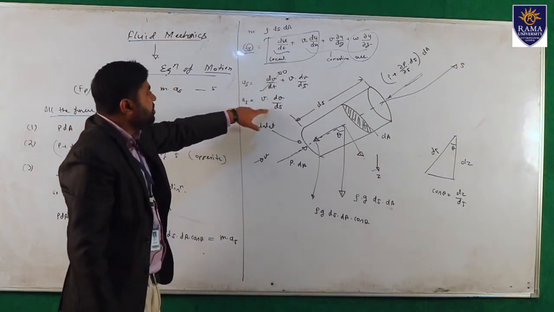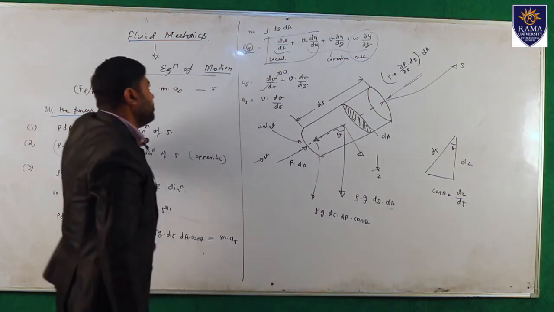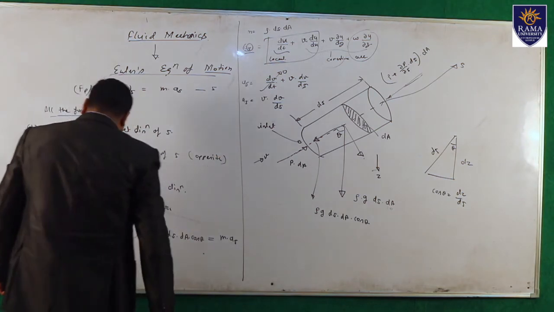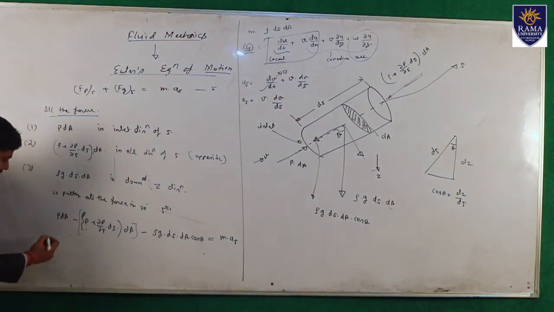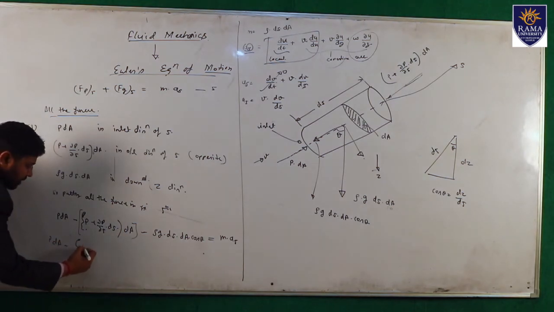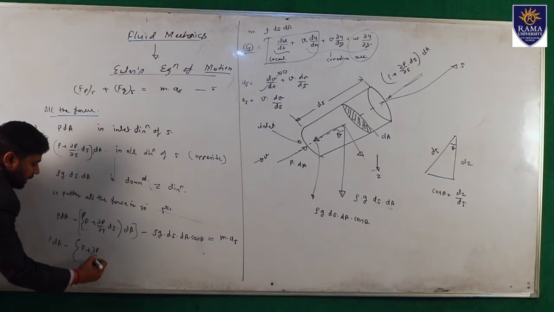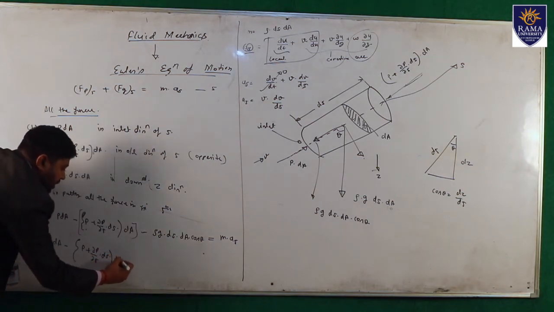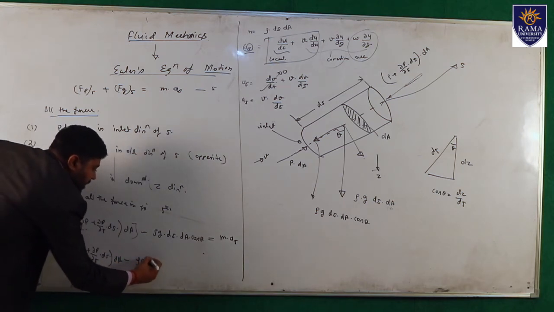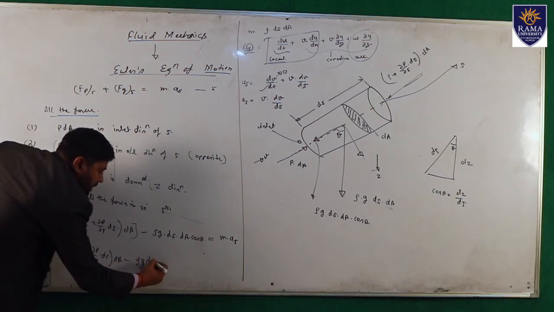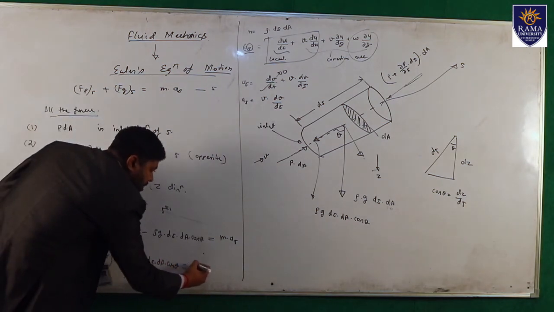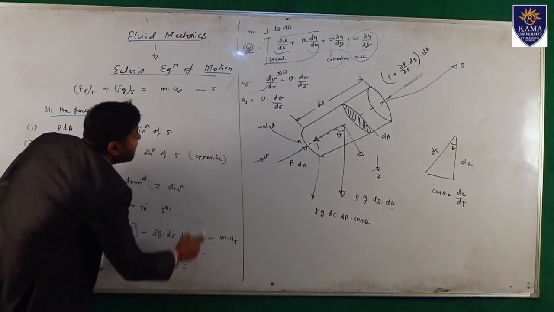So a_s will be this, and m is this. We can put these two things in our equation. So our equation will become P dA minus bracket P plus del P upon del S into ds bracket dA, minus rho g ds into dA into cos theta equals m; what can we put in place of m?